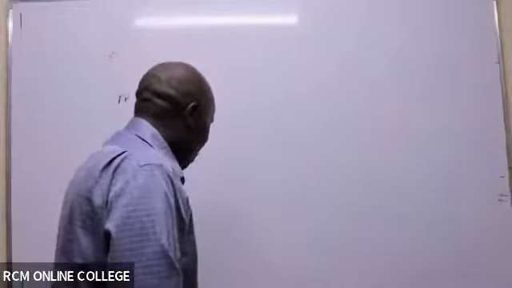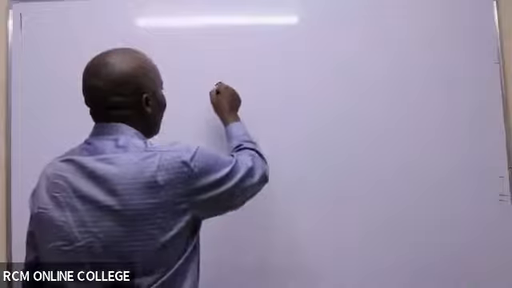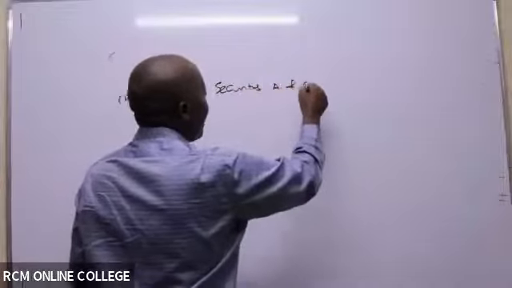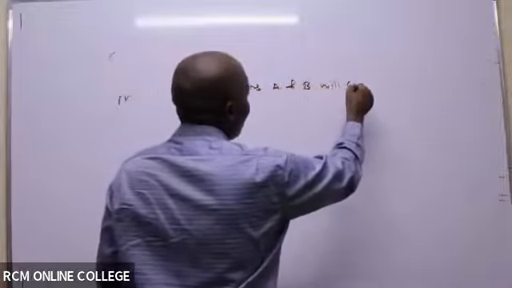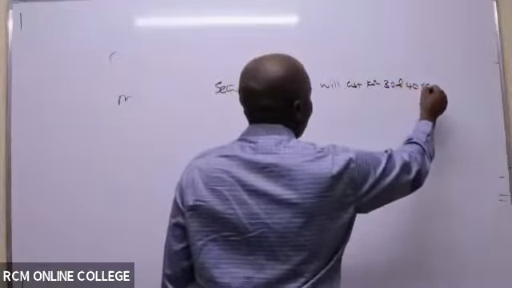Now you will get something like this. You are told securities A and B will cost Kenya shillings 30 and 40 respectively.